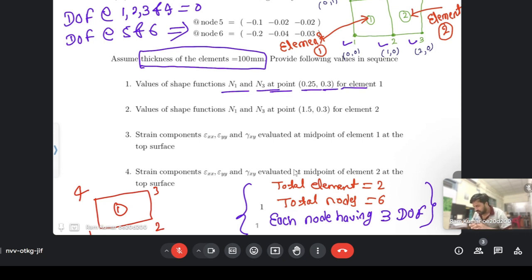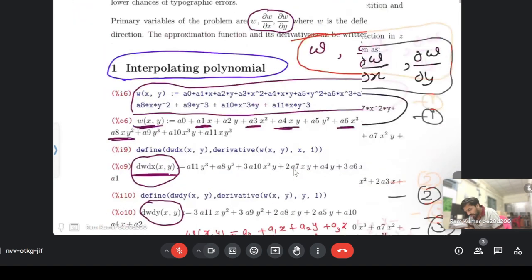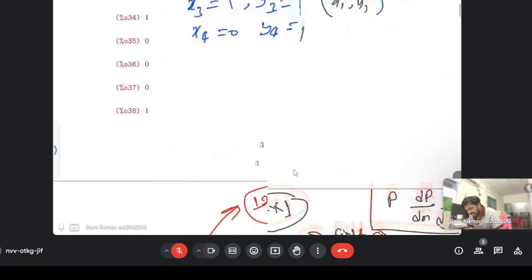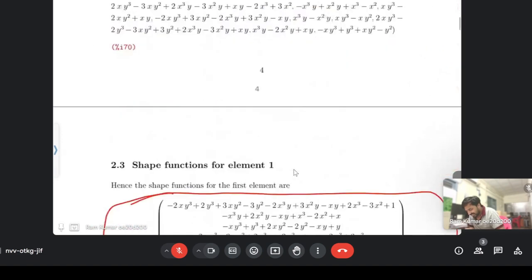Okay. So now what do we want to find? We want to find strain components Exx, Eyy, and gamma xy at the midpoint of element 1, top surface. At the midpoint, here we have to find that strain. Similarly for element 2, here also we have to find. Now how are we going to solve? So we will go again. We already have the solution, so we don't have to worry that much.